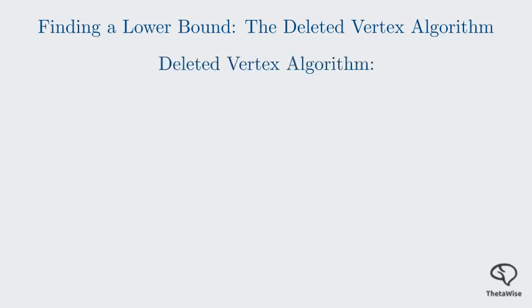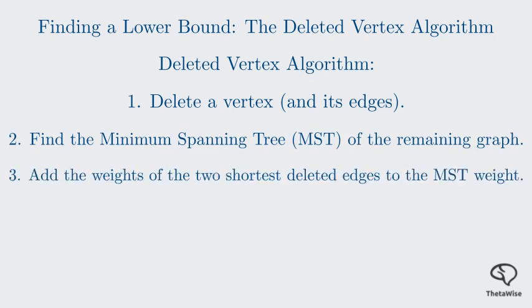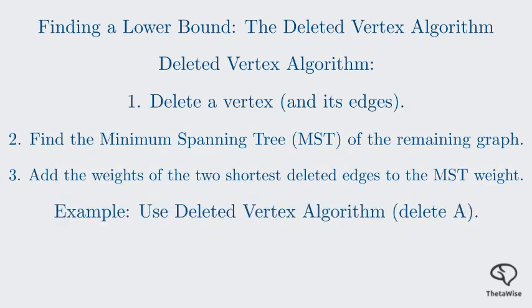Here are the steps. First, we select any vertex and delete it from the graph, along with all edges connected to it. Second, we find the minimum spanning tree, or MST, for the smaller graph that remains. Third, we add back the weights of the 2 shortest edges that connected to the deleted vertex. The result is our lower bound. Let's use the same graph and calculate a lower bound by deleting vertex A.